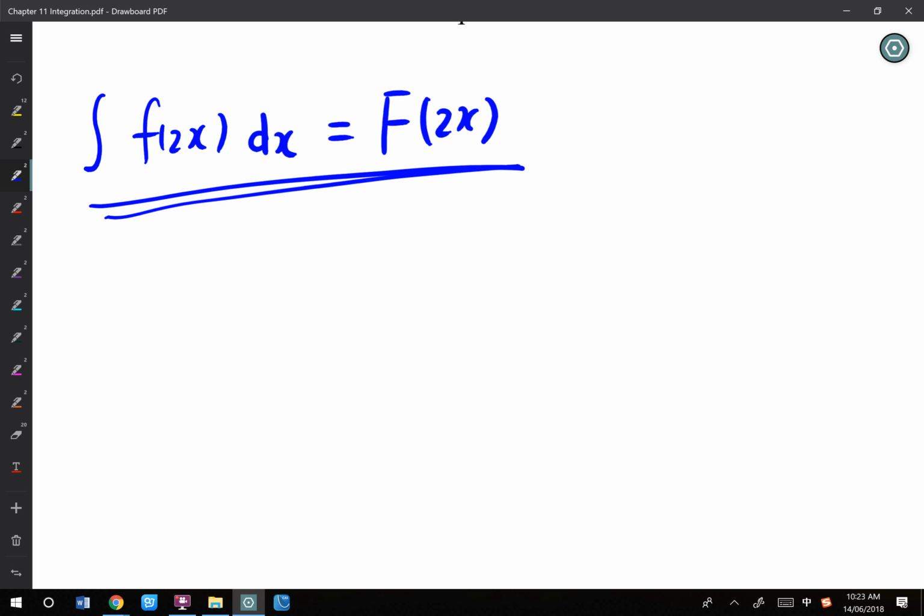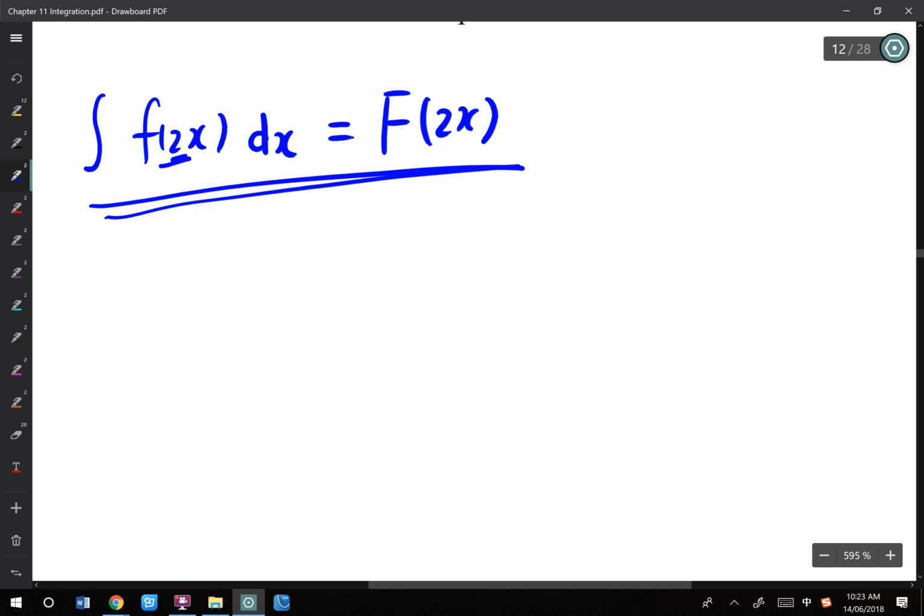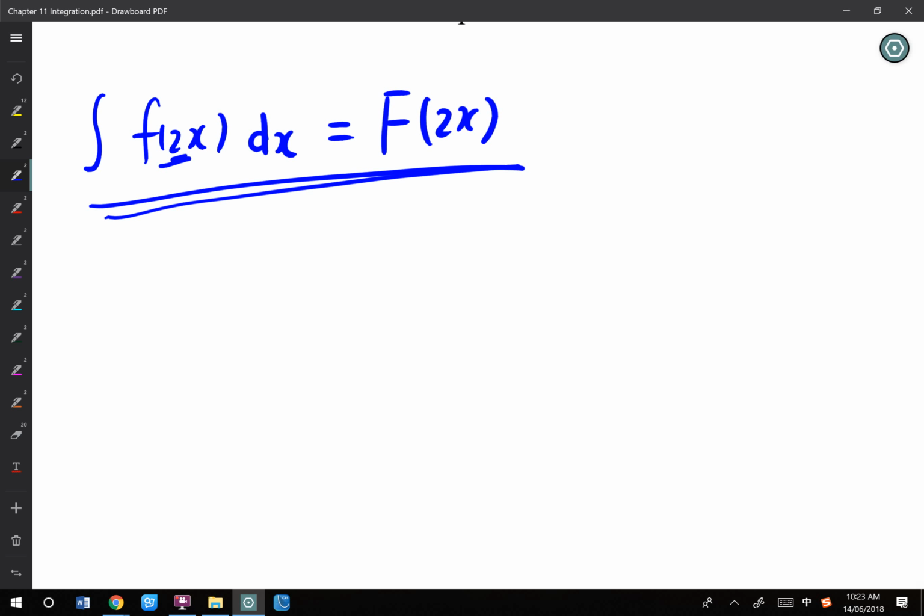Which rule do you think it might involve? You can see that it can't be the correct answer because of the 2 inside. It's a composite function and you need to think about the chain rule. It's not as easy as just anti-differentiating the outside function and not caring about whatever is inside. You can't do it that way.